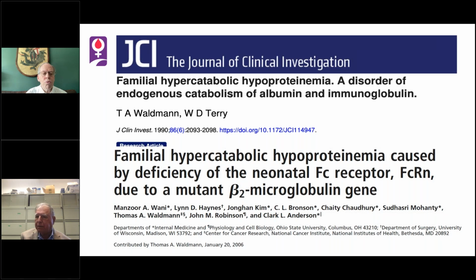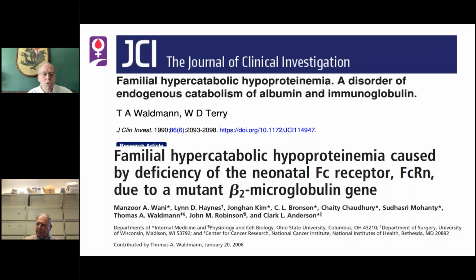The first patients were reported by Tom Waldman at the NIH in 1990, and subsequently, with the help of the laboratory of Clark Anderson, Tom arranged for these patients to be sequenced and identified that the findings in them were related to a deficiency of the neonatal Fc receptor, FcRn, in this case, due to part of it, a mutant beta-2 microglobulin gene.